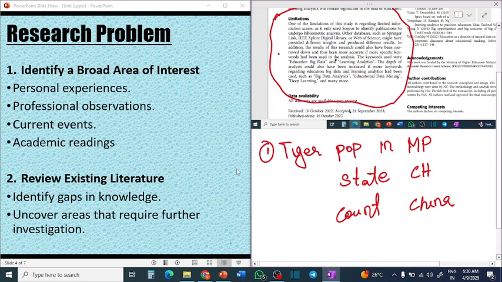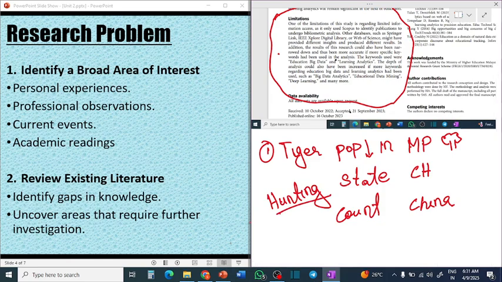So these are all the identified gaps which are available in knowledge, and you will discover more things, uncover areas that require further investigation. Suppose in tiger population in MP, it was said that due to deforestation, cutting of the trees, the population of tigers decreased. But further through investigation, you have found that illegal hunting of the tigers also plays a major role. So you will go further into the investigation and develop new points in the study.